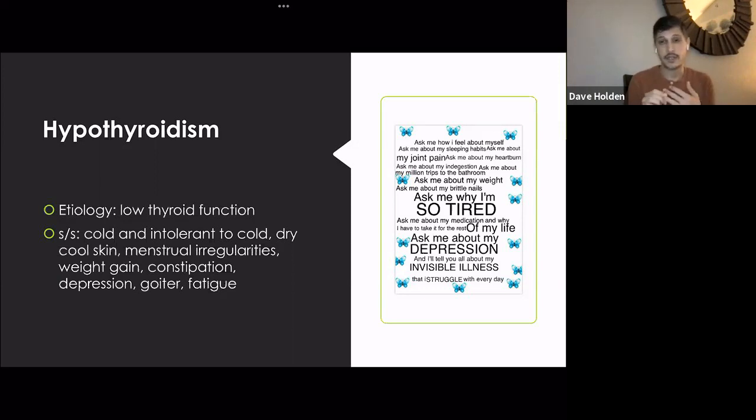Their skin is usually very cool and dry to the touch. They also may gain weight, so they may be physically larger. Menstrual irregularities, constipation, depression, goiter, fatigue, just not really feeling too great about themselves. Hypothyroidism can usually be corrected with medications, although, again, this is a category of things, so a lot of different things can cause it. We are just here talking about what the general symptoms are.